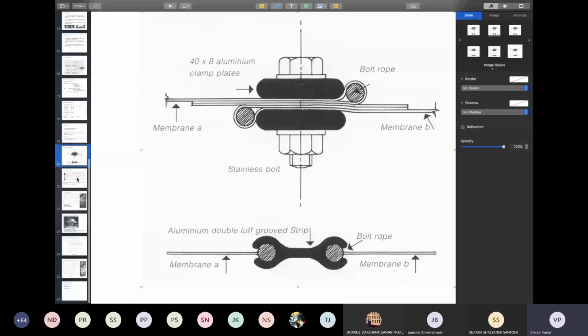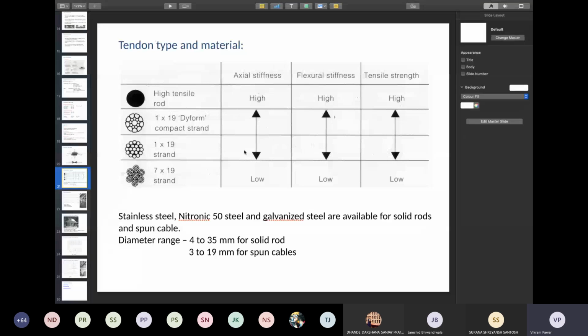Then you have the cables themselves. Tendon types: tendons can be a simple high tensile rod. It can be a compact strand which uses different shapes of smaller cords, some not circular in shape and some circular. So there is a compact strand. You can have multiple strands of all uniform dimensions, or you can have bunches of strands clubbed together.